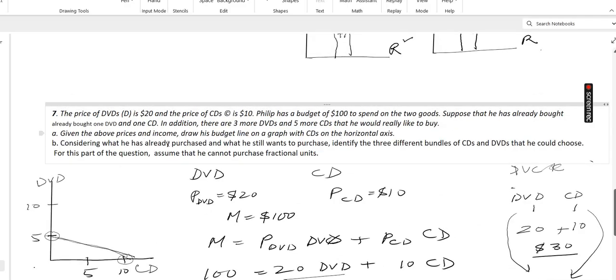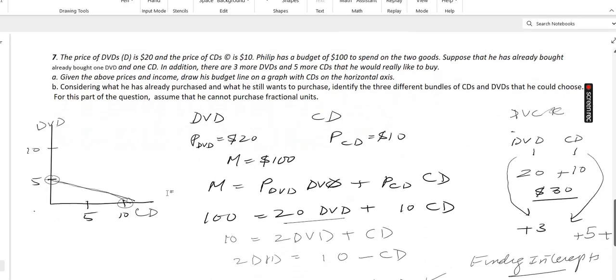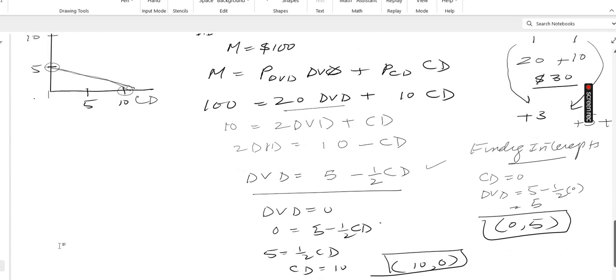सो पहला सवाल यही था, considering given the above prices, ग्राफ बना लें, बन गया। Considering what has already been purchased, क्या परचेज किया हुआ था, 1 DVD, 1 CD, 30 रुपए खर्च किए हुए थे। And what he still wants to purchase, 3 more DVDs and 5 more CDs. Identify 3 different bundles of CD and DVD that he could choose for the part in the question. Assume that he cannot purchase fractions, और CD का fraction और DVD का fraction तो नहीं हो सकता। तो वो कह रहा है कि आपका एक कॉम्बिनेशन जो उसने किया हुआ है, लेकिन आप 3 ऐसे कॉम्बिनेशन बताएं which can be affordable within the money he is having.